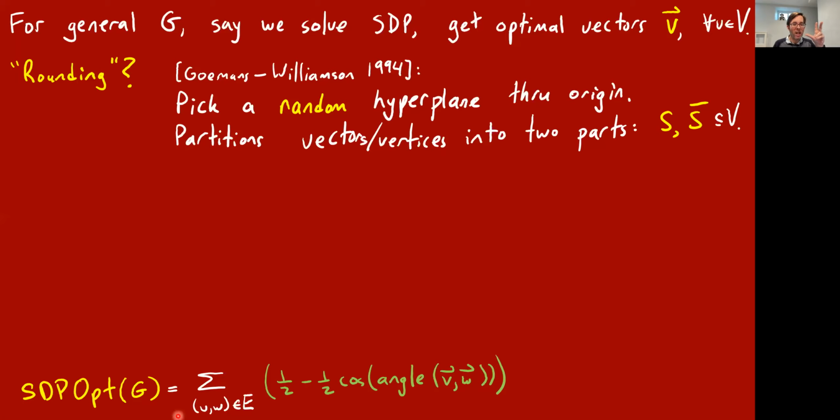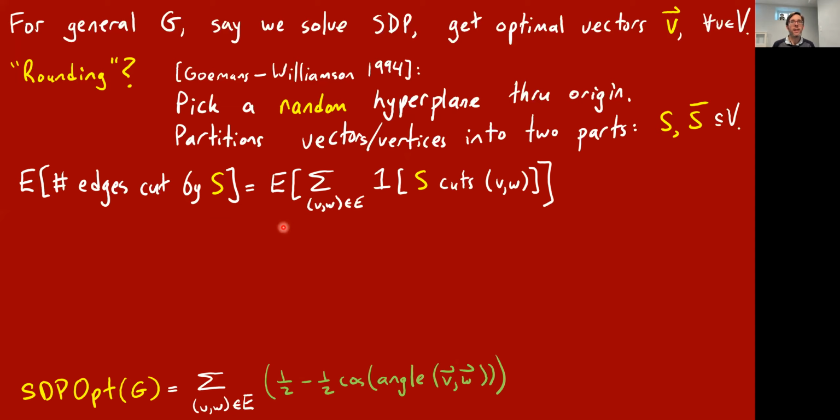Namely, they achieve the sum over all edges of this expression, half minus a half times the cosine of the angle between the endpoints. And we have this algorithm now that produces a cut, and we are interested in how many edges it cuts. And we want to bound that in terms of this SDP objective expression. So this is what we care about, the expected number of edges cut by this random hyperplane rounding algorithm.